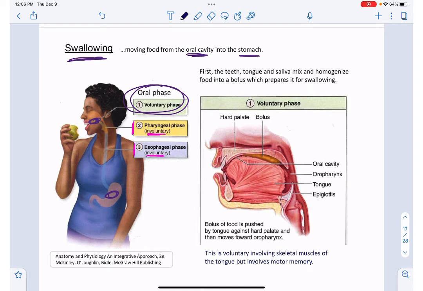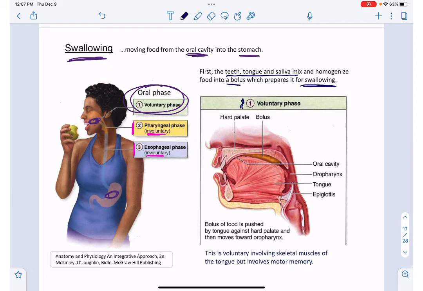So this food is in your mouth, and the teeth, tongue, and saliva are all mixing it together, mechanically breaking it down, and preparing it, homogenizing it into a food bolus, which prepares it for swallowing. And this is all voluntary, right? You're chewing your food voluntarily, mixing it around voluntarily. Well, at that point, when you've mixed it together and you're ready to swallow the food, that's what constitutes the oral or the voluntary phase of swallowing. So it's a conscious decision, a voluntary decision to swallow that food.